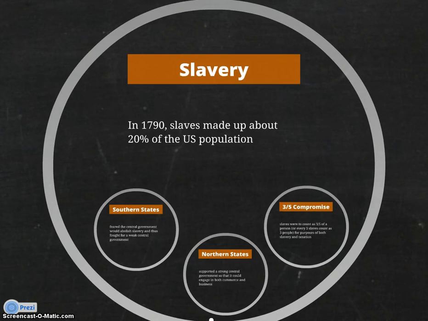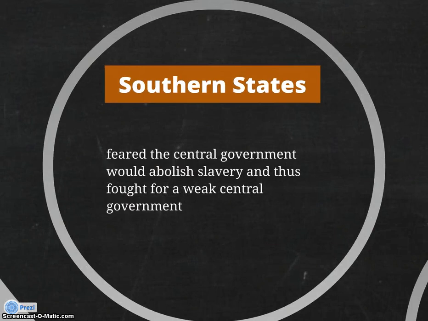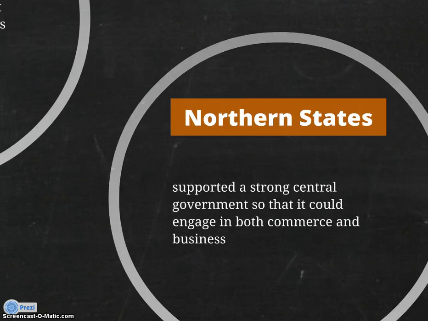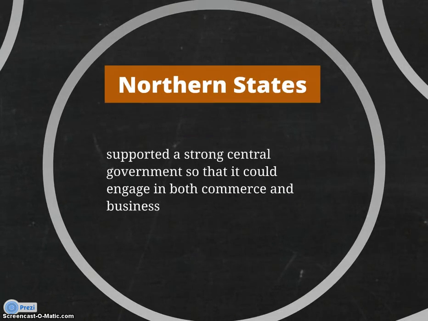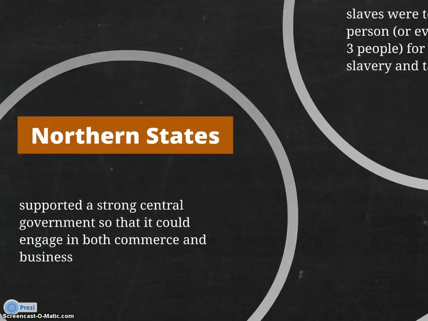So let's talk about slavery. In 1790, slaves made up about 20% of the U.S. population. In the southern states, they feared a central government that would abolish slavery and thus fought for a very weak central government. The northern states supported a strong central government so that it could engage in both commerce and business. And although they didn't necessarily care as much about slavery as the southern states did, because they were not as reliant on slave labor as the South was, they knew that something had to be done about this.